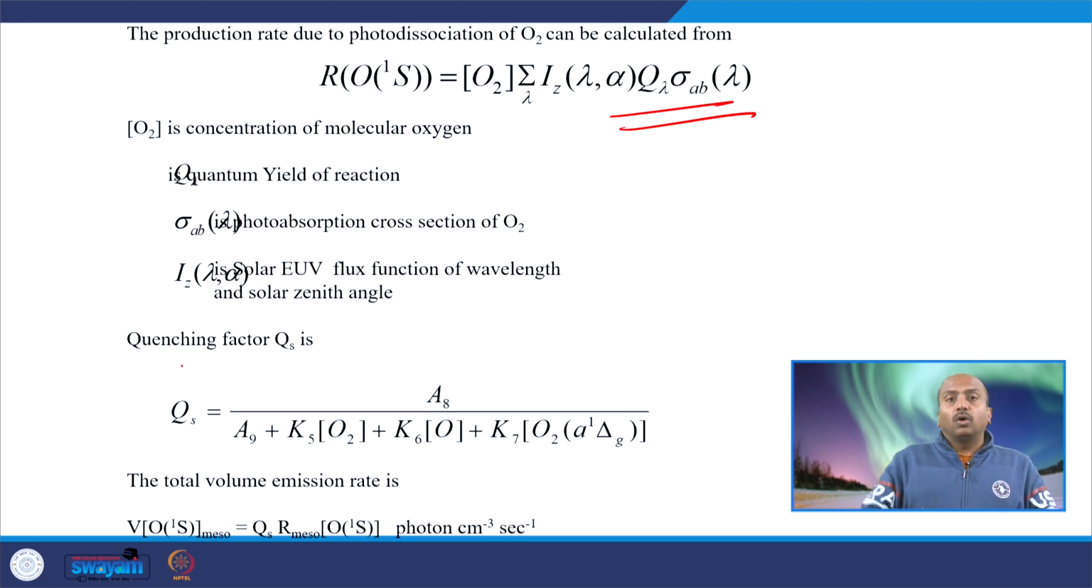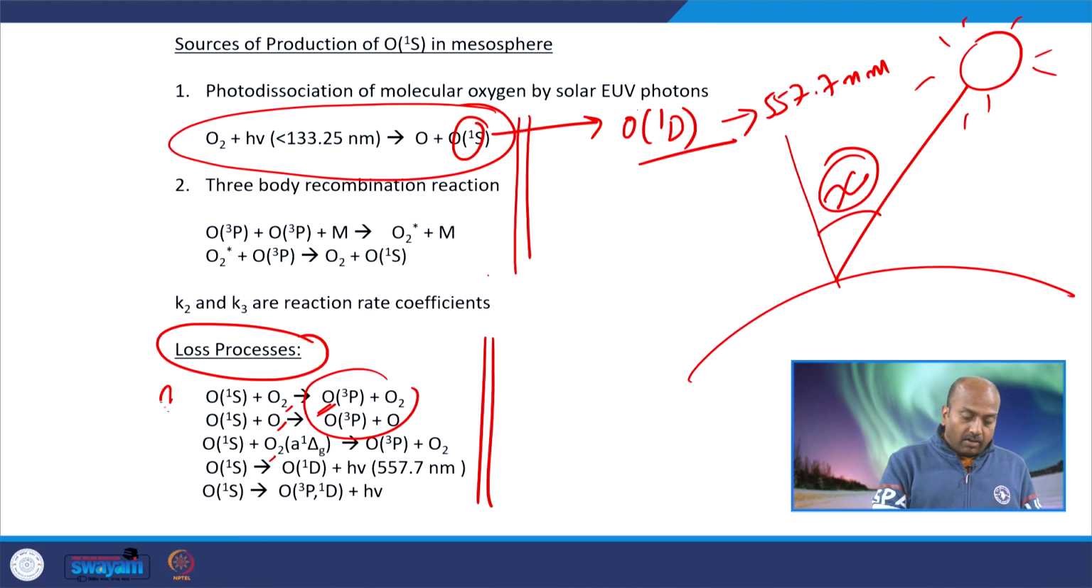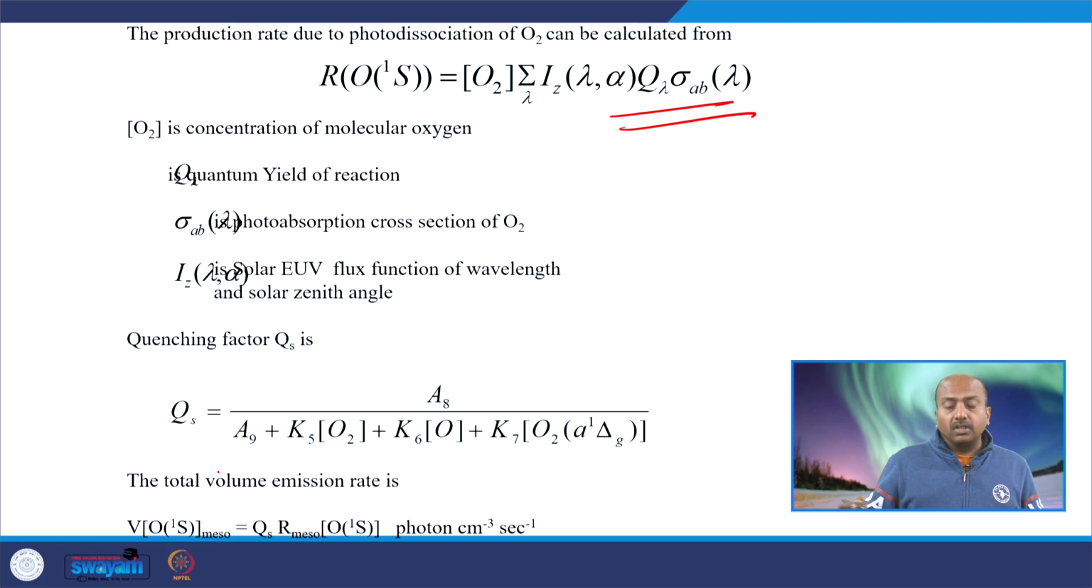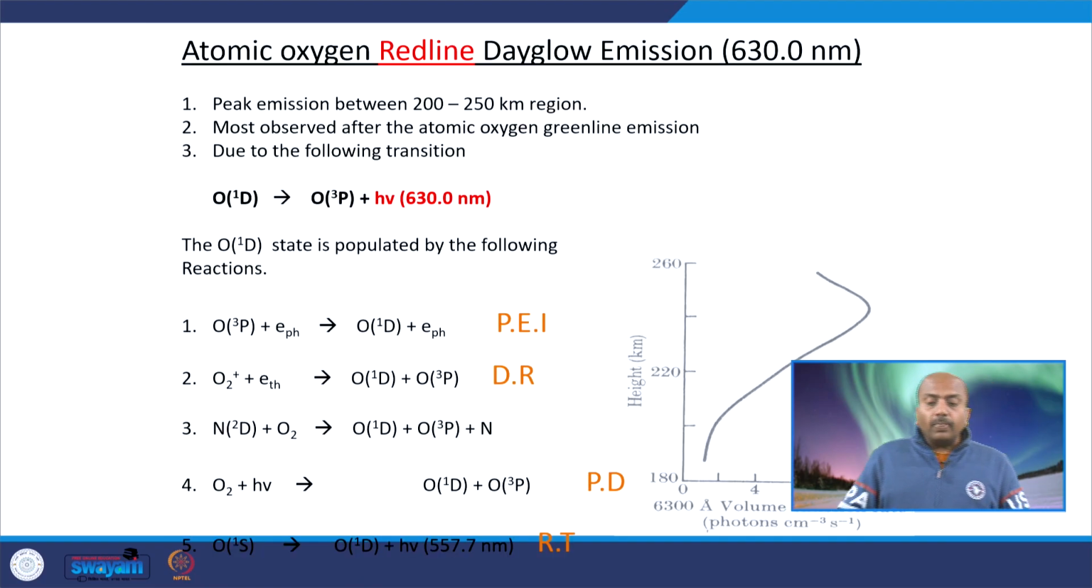Quenching refers to all the loss processes, which could be because of the chemical reactions that I have highlighted here. So, if I combine these two things, the total production or total yield in 557.7 nanometers will depend on the rate at which photodissociation is producing oxygen in the excited state, and also how much of the population the loss processes are able to take away. Right. So, this is how we combine these two things, and we write an effective expression for calculating the volume emission rate of oxygen in the singlet S state.